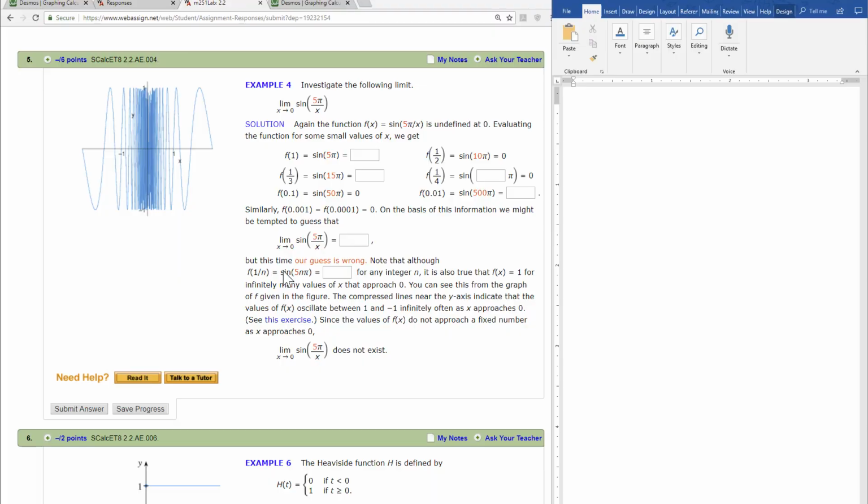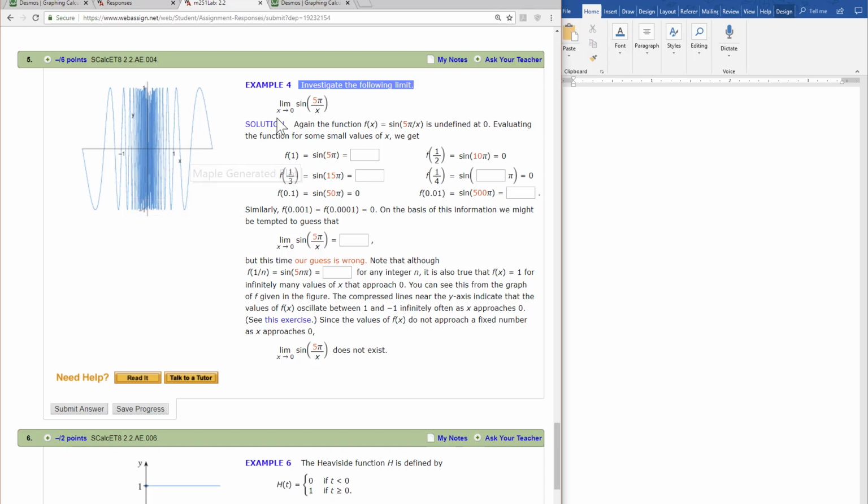This is a problem from one of your lab assignments from section 2.2, and they're asking us to investigate the following limits. We have the graph here for us, which is kind of cool and interesting, and we want to know what happens as a limit as x approaches 0. You can see there's a lot of stuff going on here. That's kind of weird, but let's see what happens.